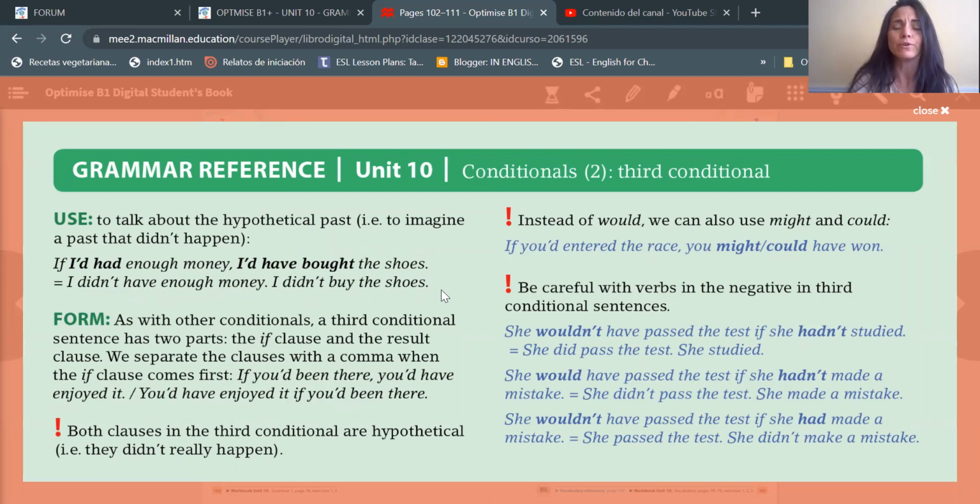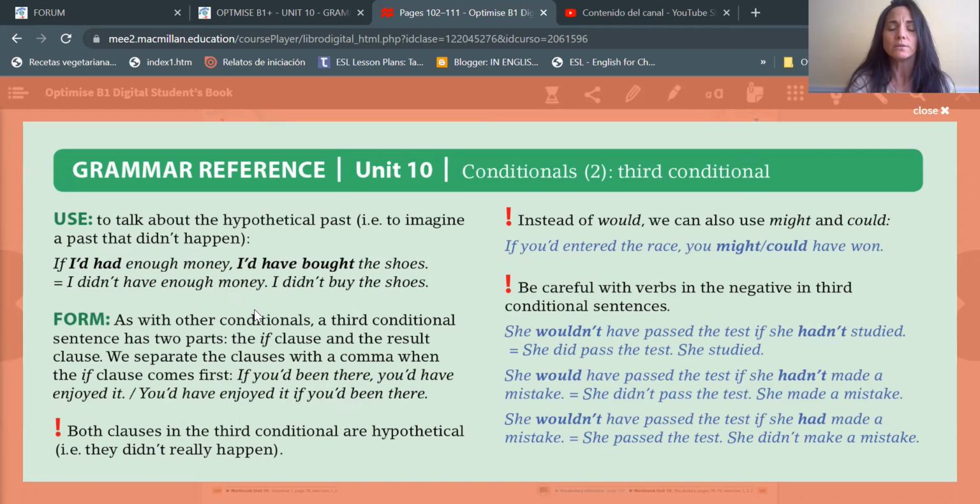So we're going to refer to a hypothetical past situation. If it is hypothetical, it means that it didn't happen. It didn't take place. So what's the form? As with other conditionals, the third conditional sentence has two parts, the if clause and the result clause.